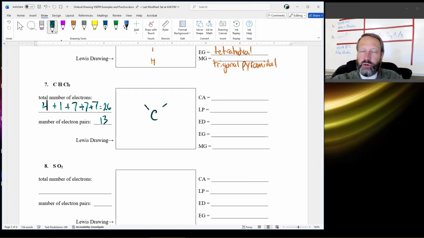Let's kind of do this sort of thing where I've got some chlorines going on here. And I've got a hydrogen there. So 1 hydrogen, 3 chlorines. Hey, that's cool. I'm using up 4 pairs, but I'm not going to stop there. I'm automatically going to put the lone pairs on the chlorine.